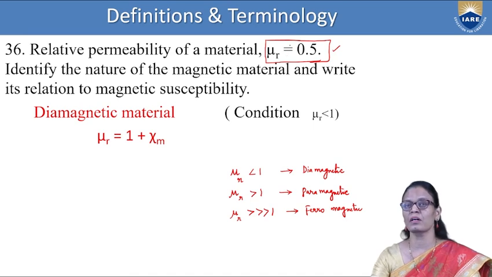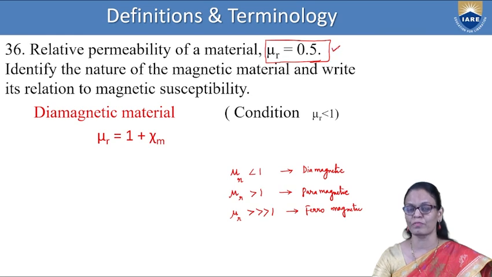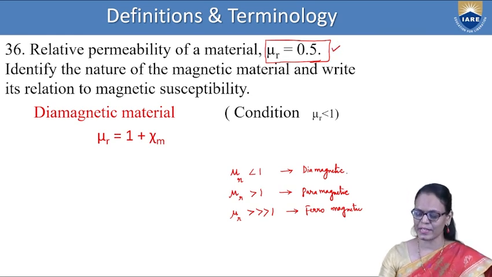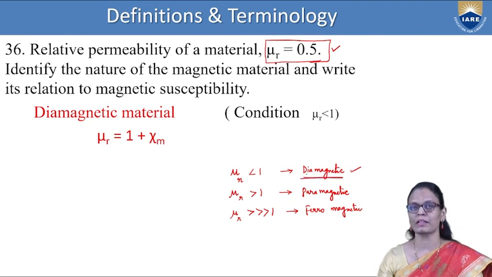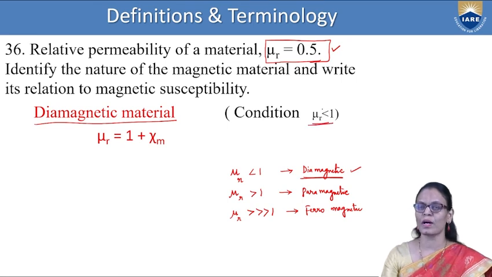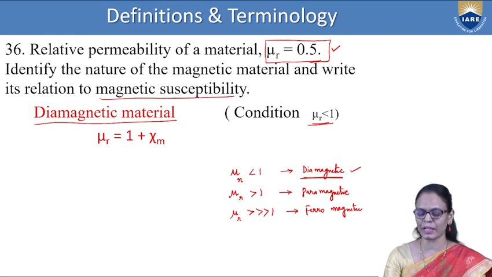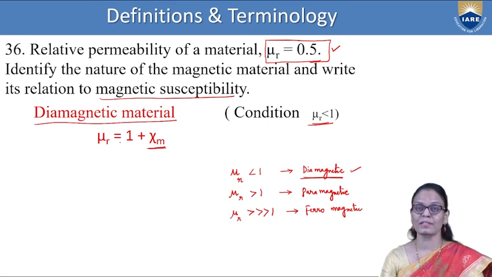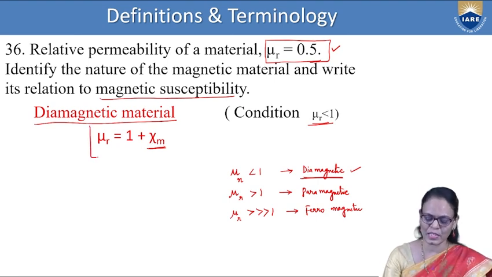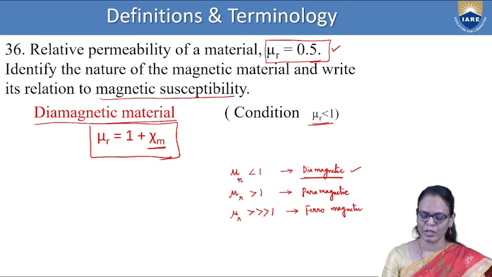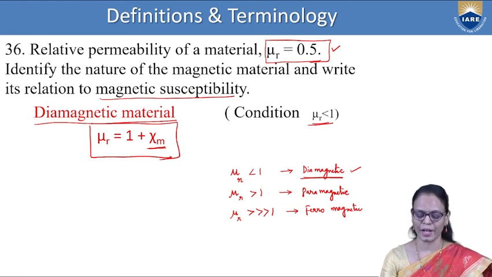So this is how the magnetic property depends upon the value of mu r. Here we are given a magnetic material whose relative permeability is 0.5, which is less than 1. So it should be a diamagnetic material, because the condition is mu r less than 1. And what is the relationship with the magnetic susceptibility? Magnetic susceptibility is denoted by chi. So mu r is equal to 1 plus chi m, where the suffix m shows the magnetic susceptibility. This is the relationship between mu r, the permeability, and the susceptibility.